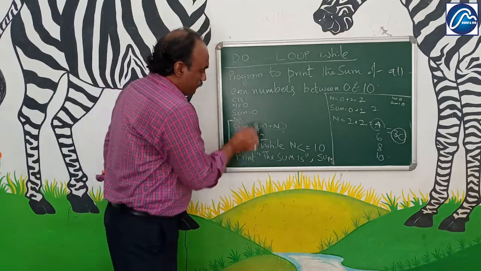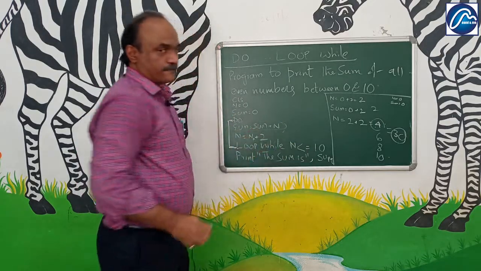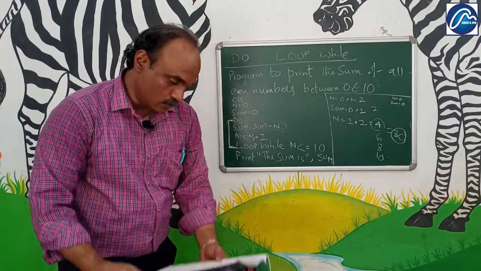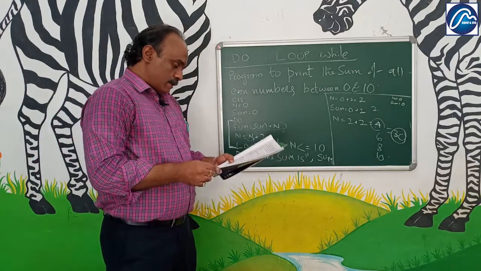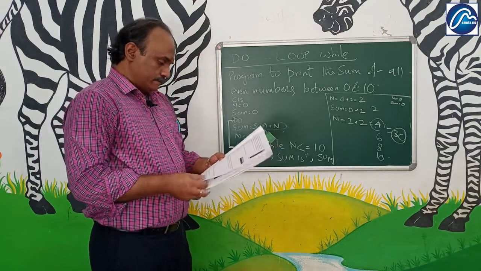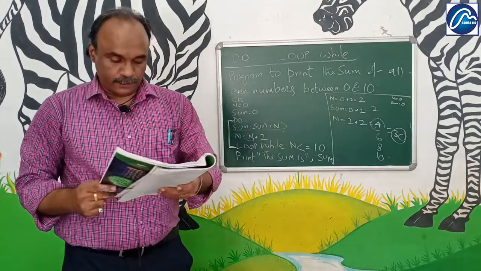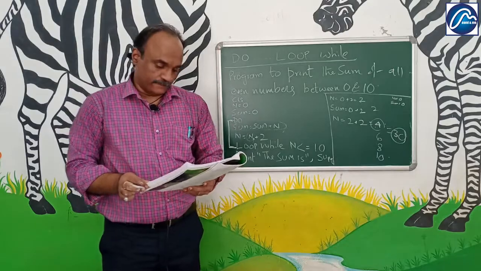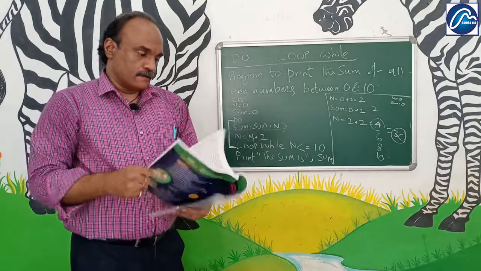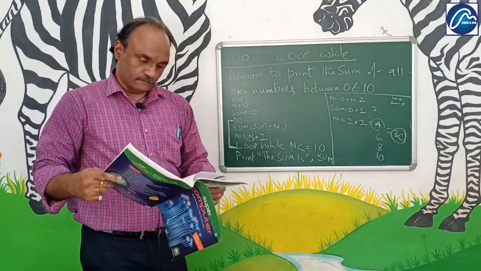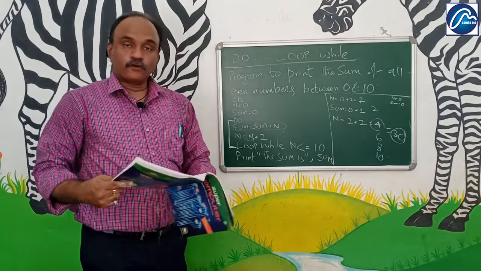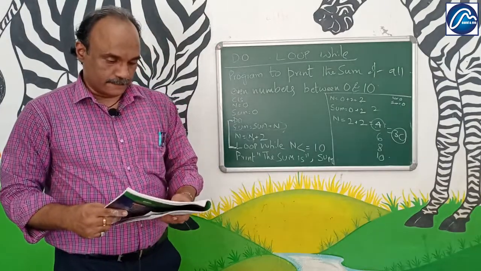It goes on repeating till our conditions are satisfied. This is about this do loop while. The statements that are to be repeatedly executed are written between the do and loop while statements. Is this clear? Is this clear to all of you? I think it is clear.